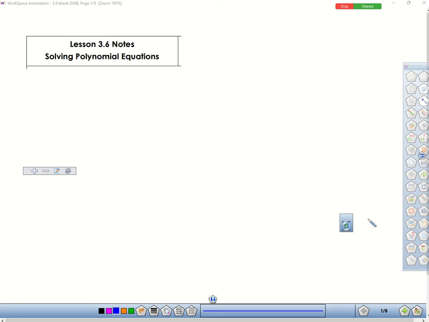Alright, so today we're going to be doing lesson 3, section 6, which is solving polynomial equations. Something about this lesson is we're going to be reviewing a lot of the concepts from chapter 2. However, we're going to be adding a little more depth to them.